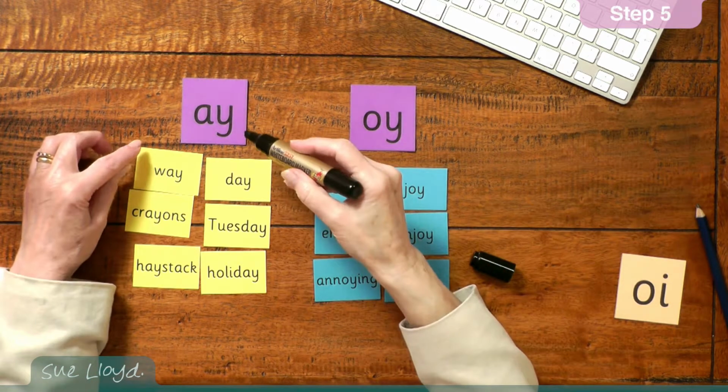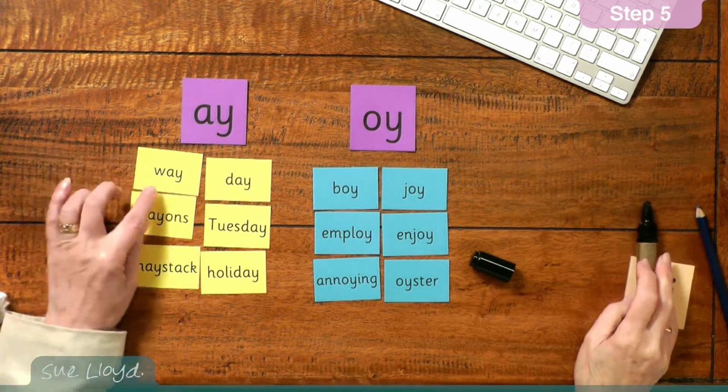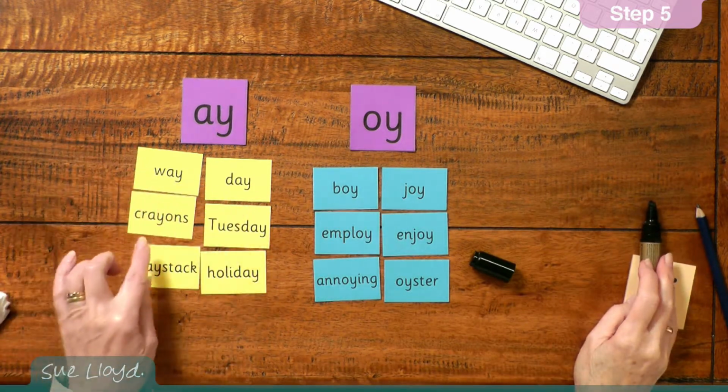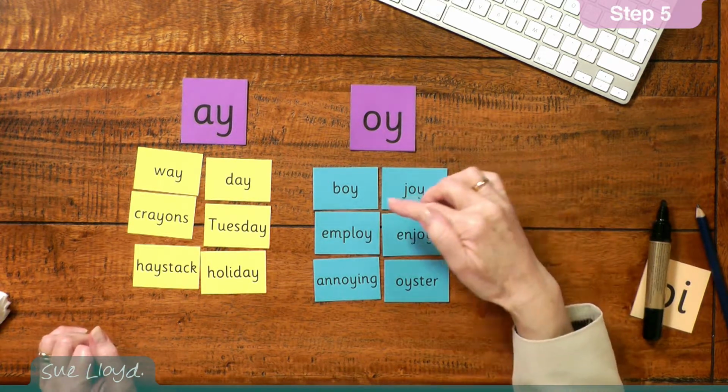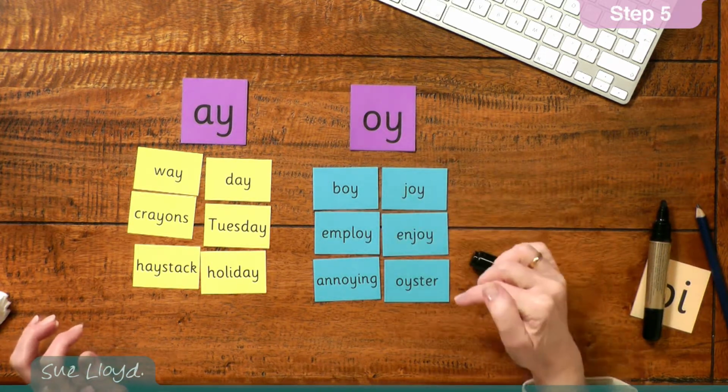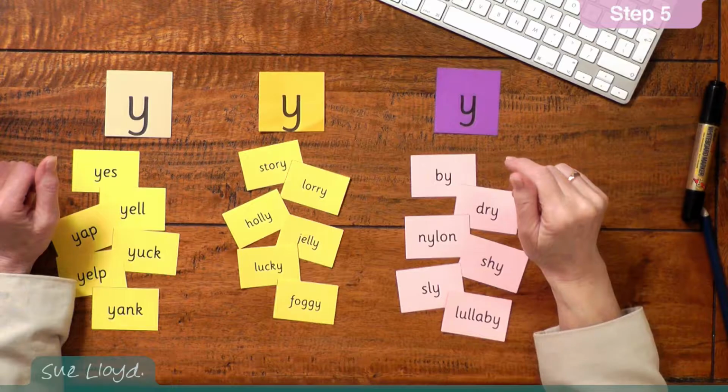Let's have a look here. A. We can do W, A, D, A, crayons, Tuesday, and so on. Or Oi, boy, joy, employ, oyster. More information about the letter Y taking the place of the I is explained later on in the helpful hints.